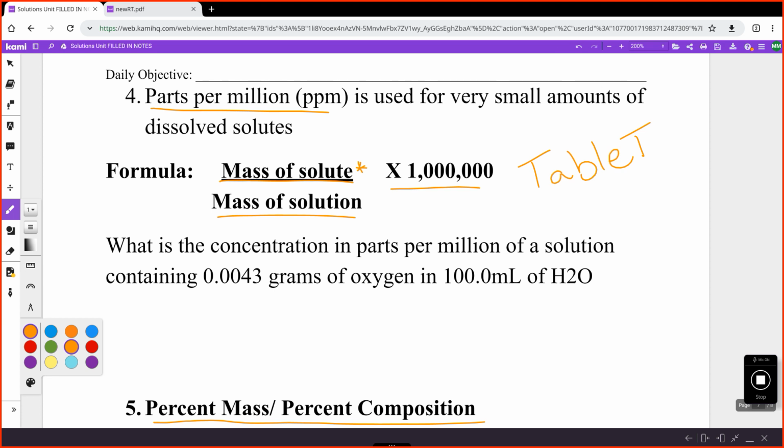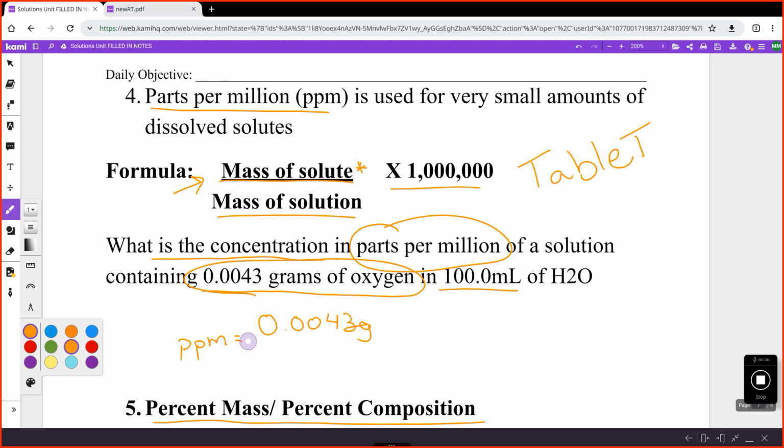The question is asking, what is the concentration? And what's nice is it tells you you're using parts per million, so you know you're using this formula. Of a solution would contain this much solute in this much solution. All right, so let's just do it. I'm going to use this formula right here. ppm equals the mass of the solute, what is dissolved. We're going to divide that by the total mass of the solution.